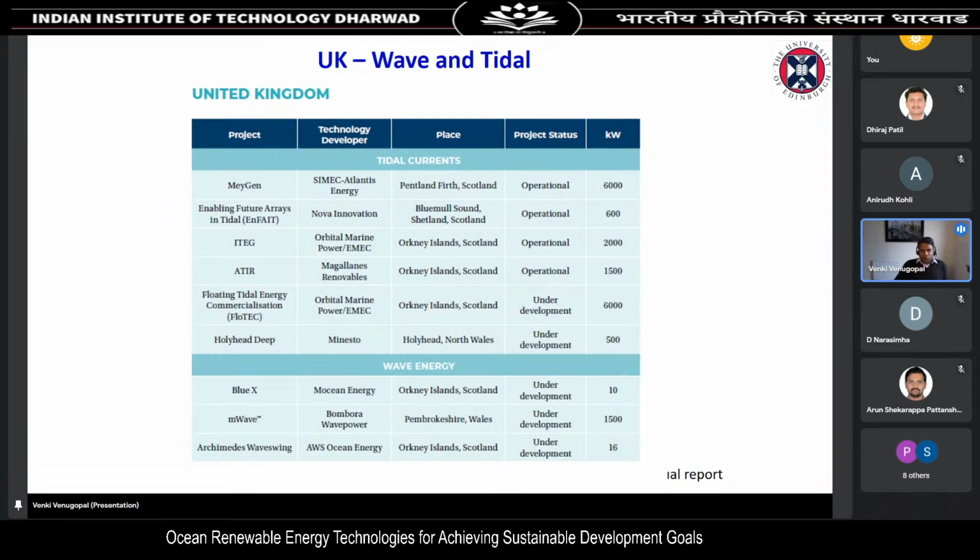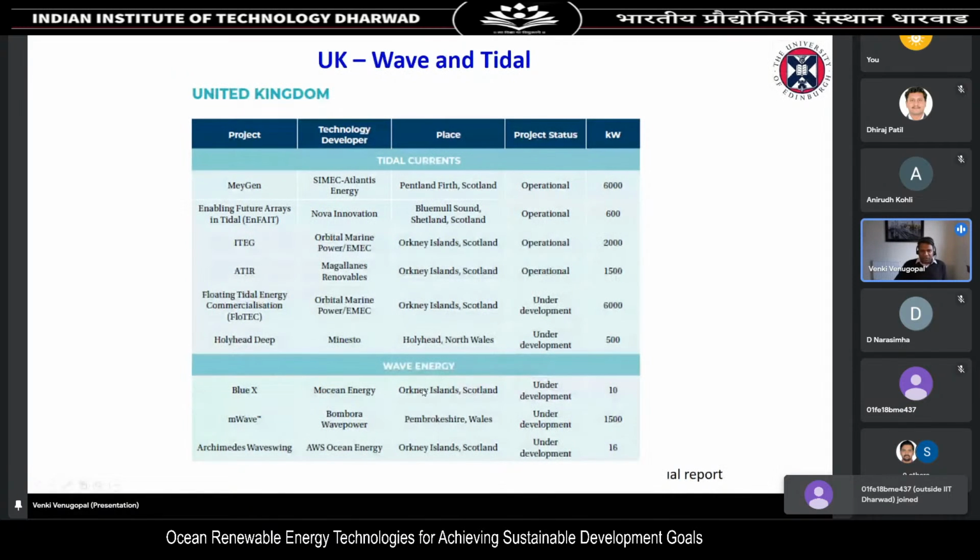And if you look at the UK alone, you could see these are all the currently ongoing projects. The top ones are for tides. We have a company called Magen. They are operating currently in the Pentland Firth in Scotland, and the capacity is 6 megawatt. And you can see other companies. Some of them are floating tidal energy companies. And these 4 are in operation and 2 are under development.